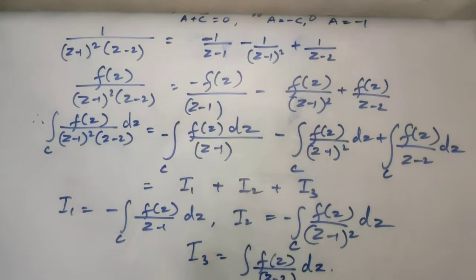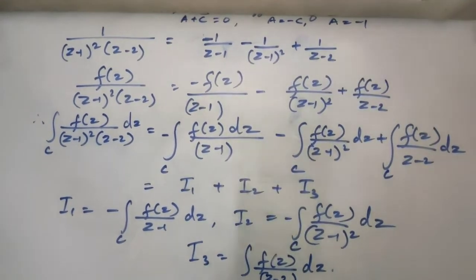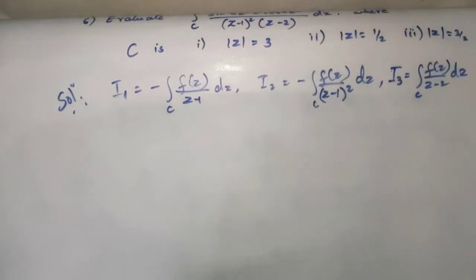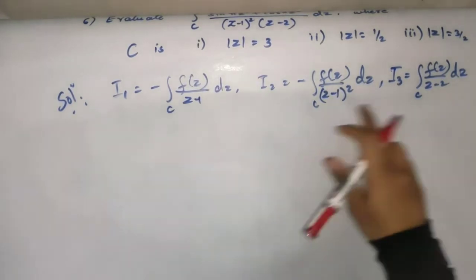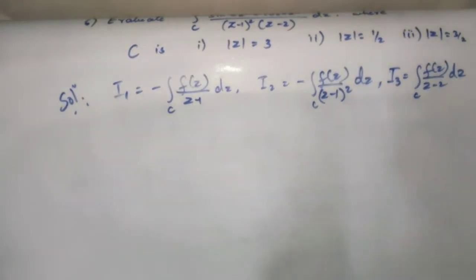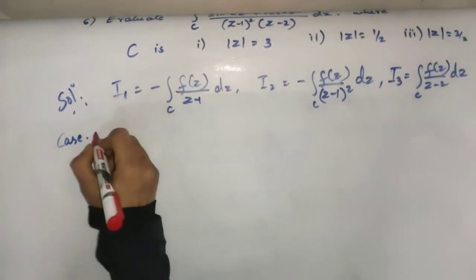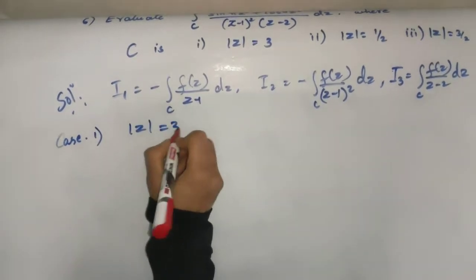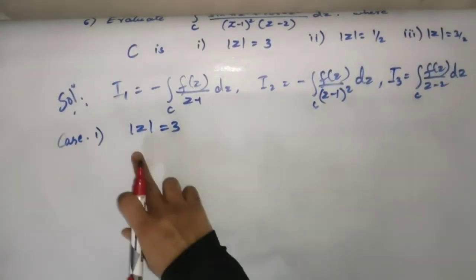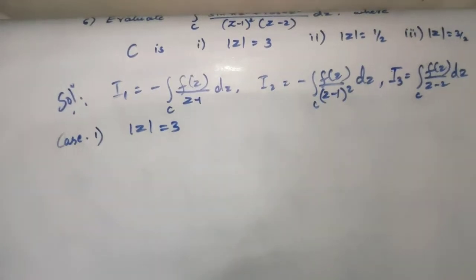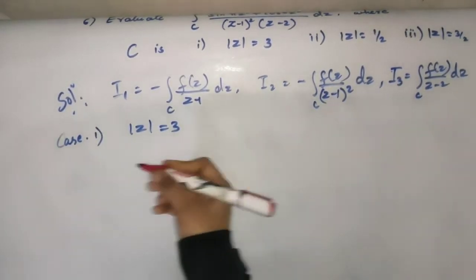Now, keeping all these things in mind, we will evaluate for different curves. We are given 3 sub questions there. So now I have written I1, I2, I3 together, and with respect to each case we'll be discussing what their values should be. Let us consider case 1 where mod z is equal to 3. What do we mean by mod z is equal to 3? As I told you, it represents a circle. Now you may wonder how it represents a circle.